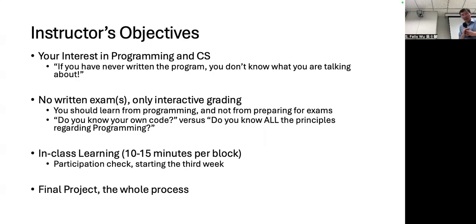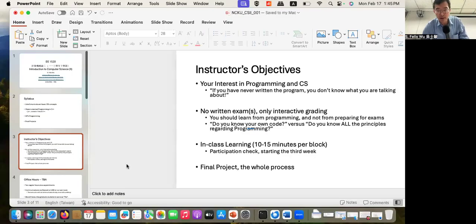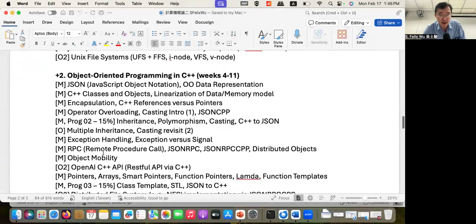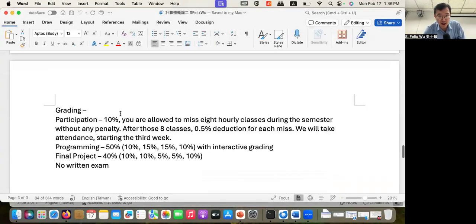are allowed to miss. Let me actually see, what did I put down there? I remember I have a policy. By the way, I will post my policy online as well. This is my policy. Okay, you're allowed to miss 8 hourly classes. So what I'm going to do is that if you miss 8 or 7, whatever, it's okay. You won't be penalized for the participation 10%. But if you miss more than that, I'm going to deduct 0.05% for each of the class you miss.